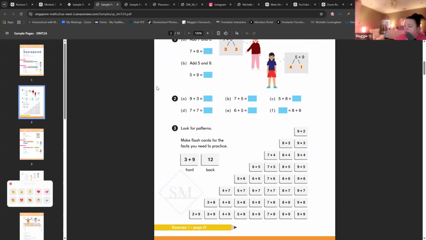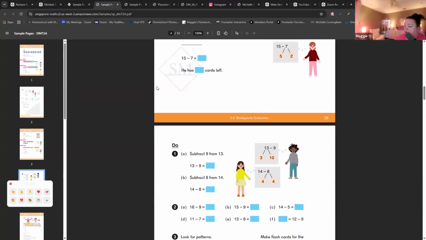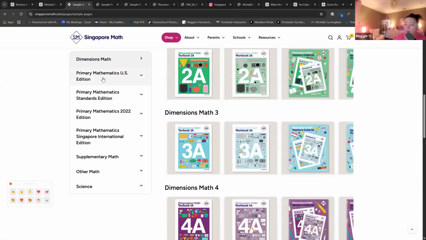Again, very pleasing to the eye and definitely a great option for a visual learner, I would say. But we're going to stick with dimensions for now. But you can tell, like, we have primary math US edition, primary math standard edition, primary mathematics 2. I mean, there's just multiples of this.